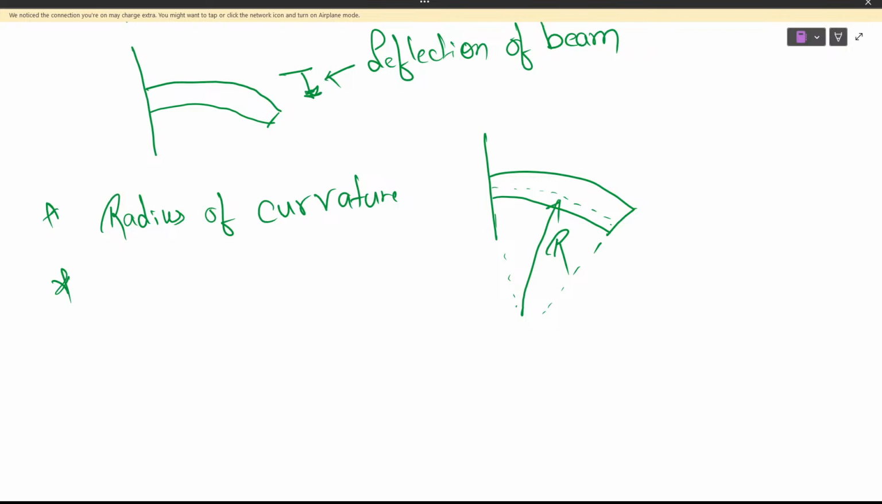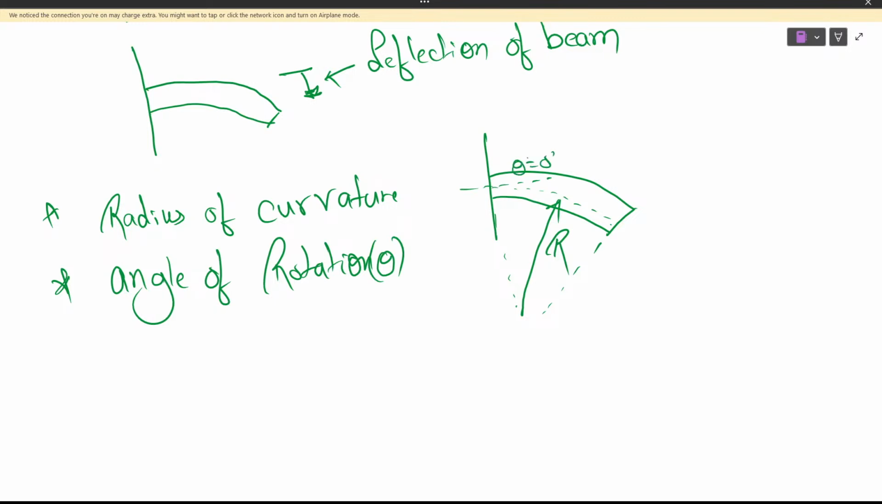Another way is from the angle of rotation, rotation theta.